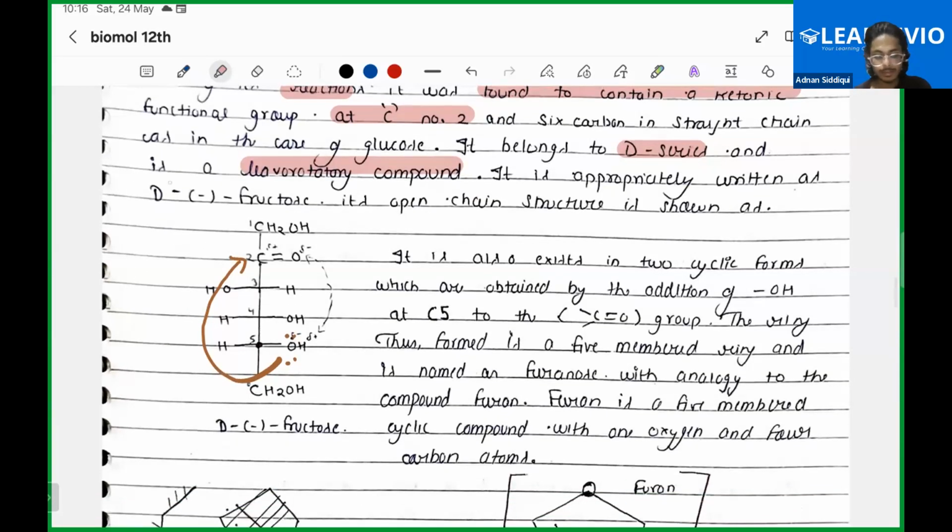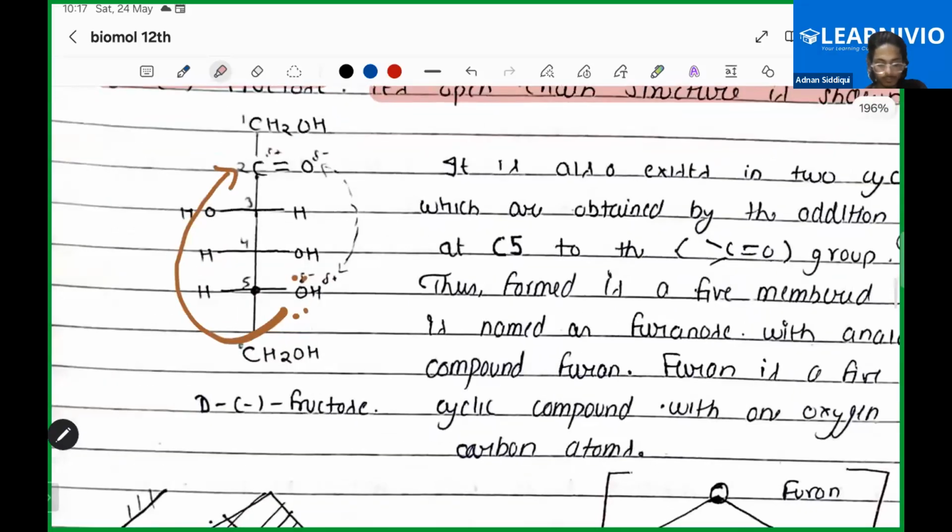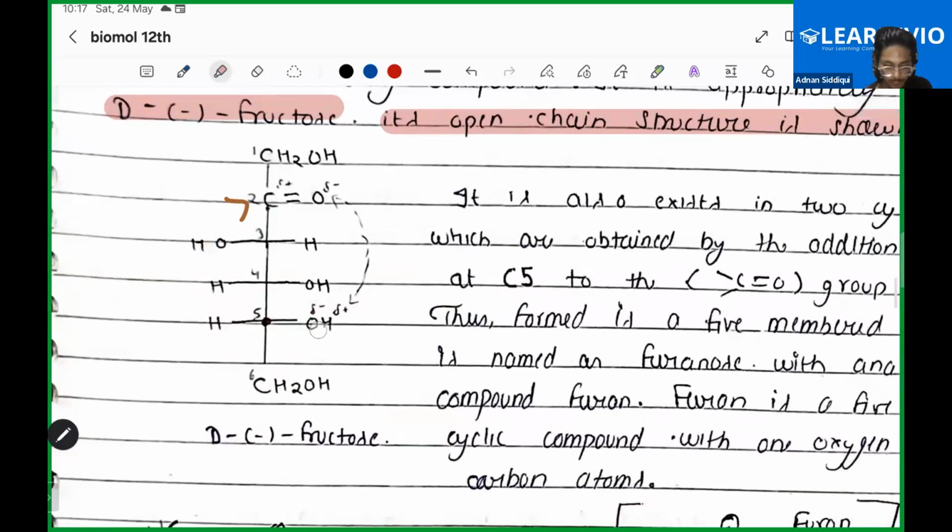Its name is written as D. D means it is related to the glyceraldehyde D conformer, and minus shows that it is rotating the light to the left direction, levo. And fructose is written like this. Its open chain structure is shown as this. This is the open chain structure of fructose.